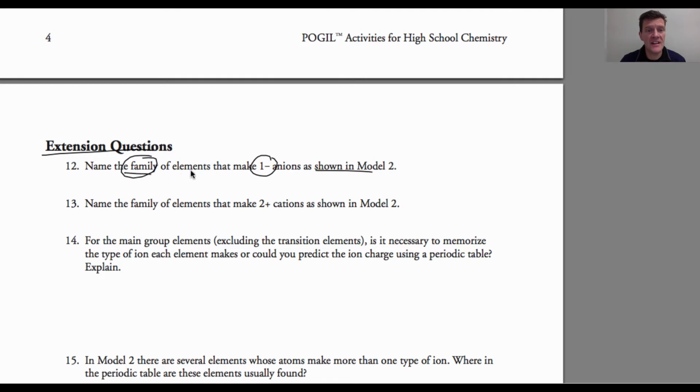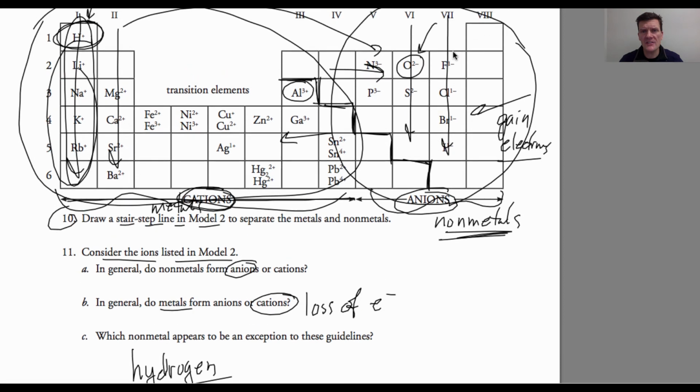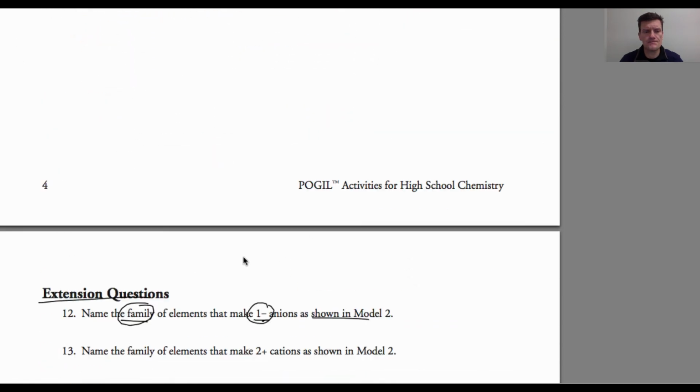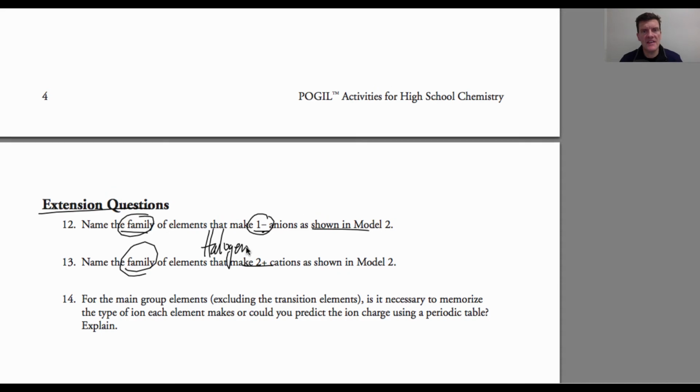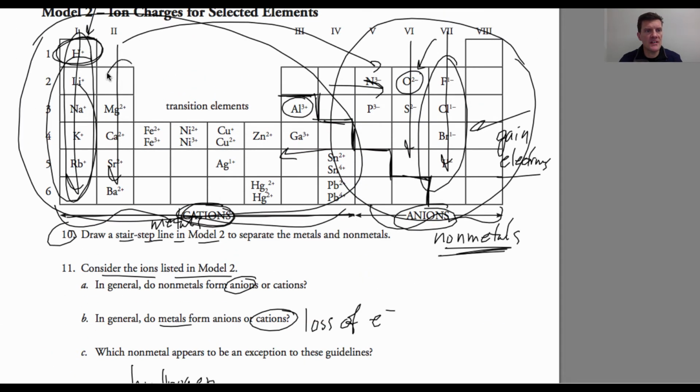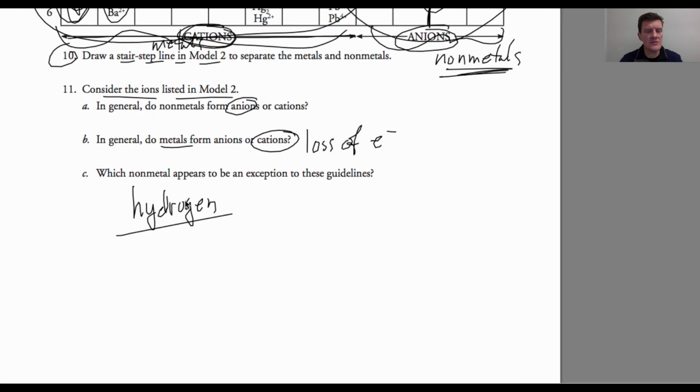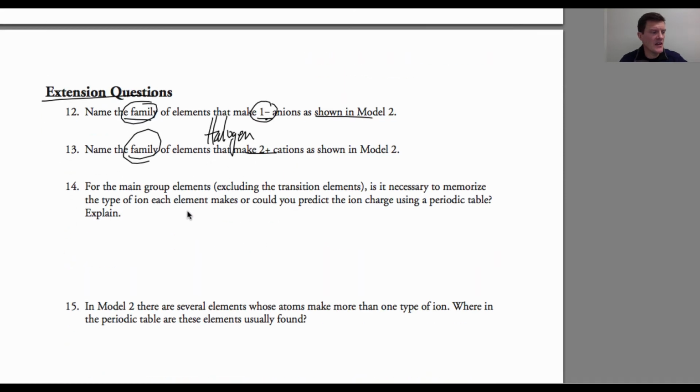Name the family of elements that make -1 ions in Model 2. That group is called, everything here is fluorine, those are called the halogens. These are the halogens right here. Okay? Name the family of elements that make the +2. That is on the opposite side of the periodic table, right here. And those are called the alkaline earth metals.